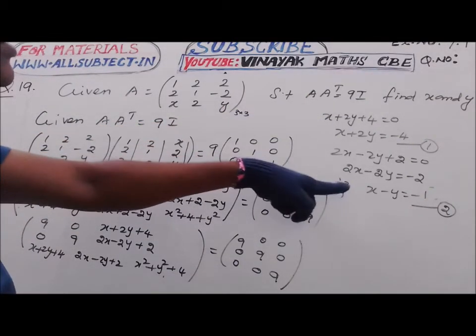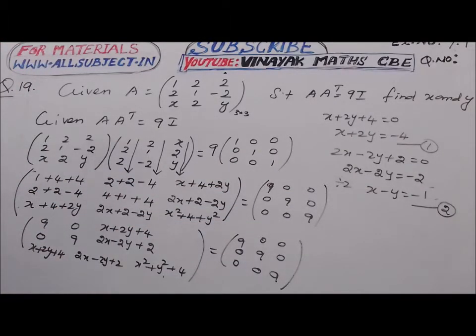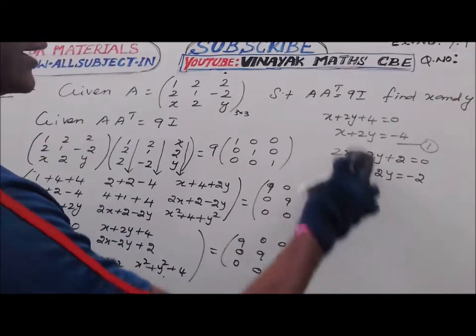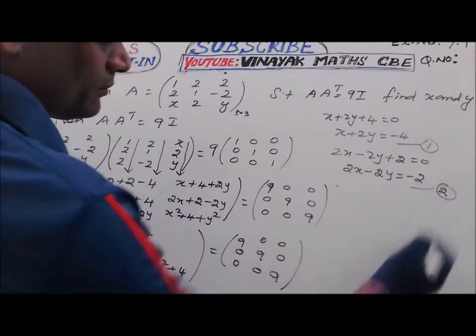Or you can take it directly as it is; you will get the same answer. You need not divide it by 2. Directly we can take it, because here we have 2y and here we have minus 2y. When we add these two they get cancelled. So this is equation number 2.